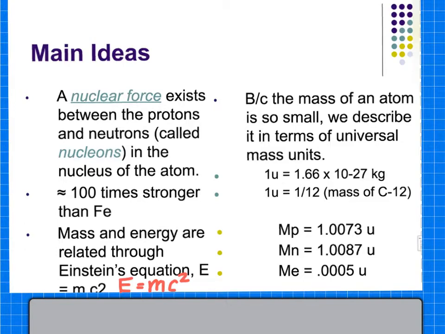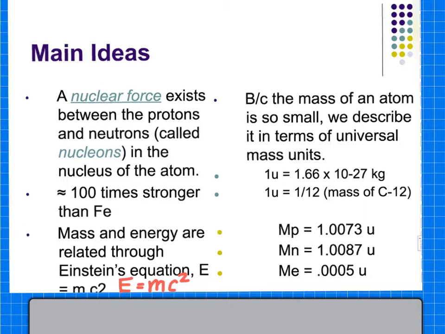So to make their lives easier, they came up with something called a universal mass unit, and it's based off of 1/12 of a carbon-12 atom. 1/12 of the C12, or carbon-12 atom, is 1.66 times 10 to the negative 27 kilograms. So one universal mass unit is equivalent to that amount. If we talk about the proton, the neutron, and the electron, we can divide their masses by this 1.66 times 10 to the negative 27 kilograms and see that in terms of universal mass units, we can compare the mass of a proton, neutron, and electron a little bit more easily.